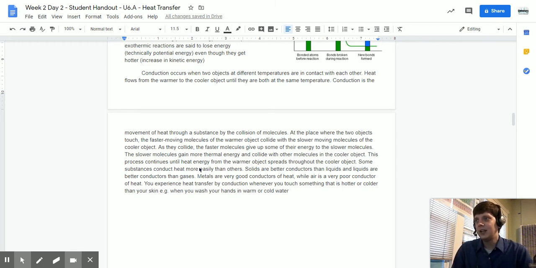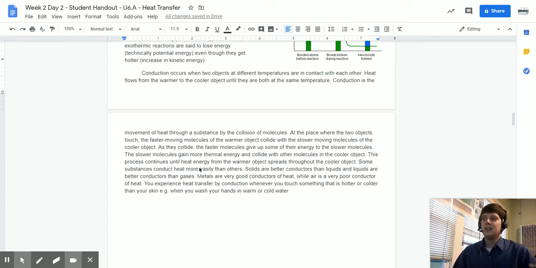As they collide, the faster molecules give up some of their energy to the slower molecules. The slower molecules gain more thermal energy and collide with other molecules in the cooler object. This process continues until heat energy from the warmer object spreads throughout the cooler object. Some substances conduct heat more easily than others. Solids are better conductors than liquids, and liquids are better conductors than gases. Metals are very good conductors of heat, while air is a very poor conductor of heat.